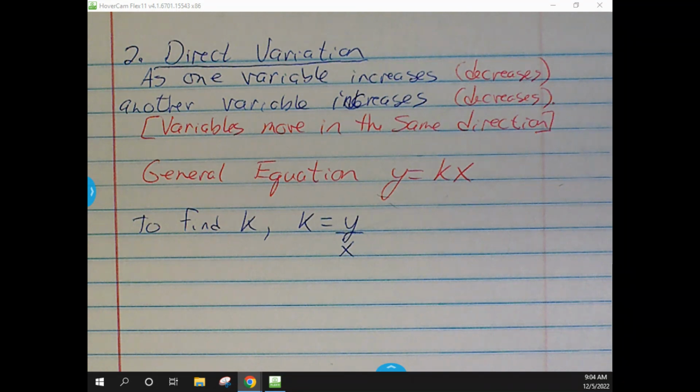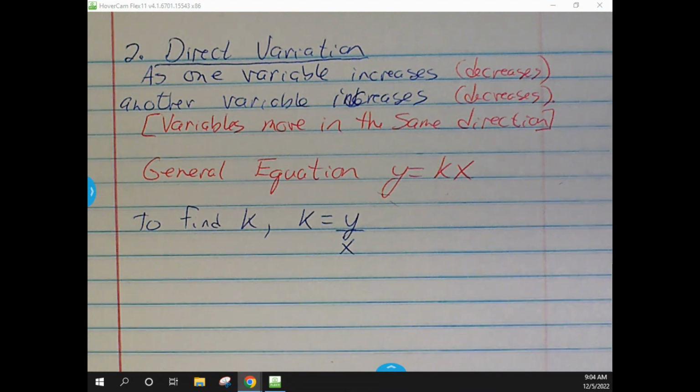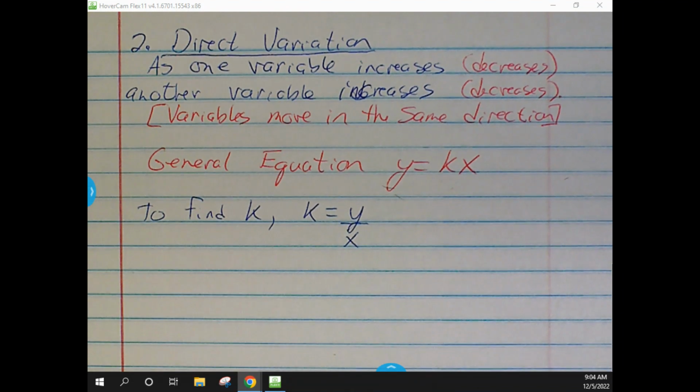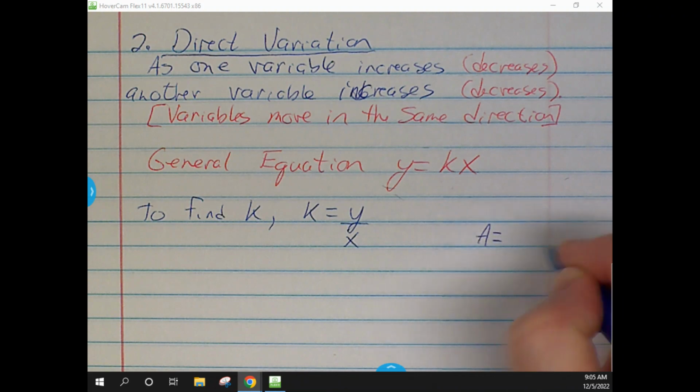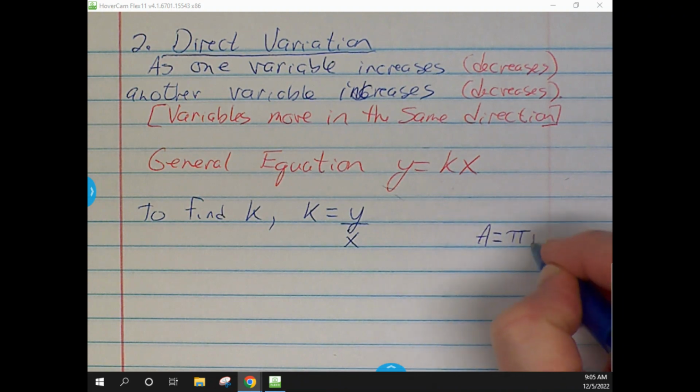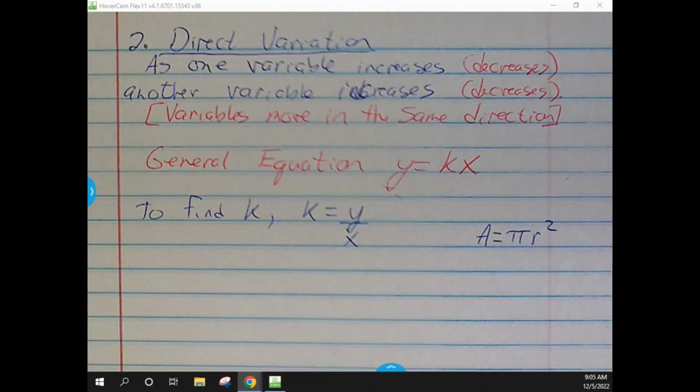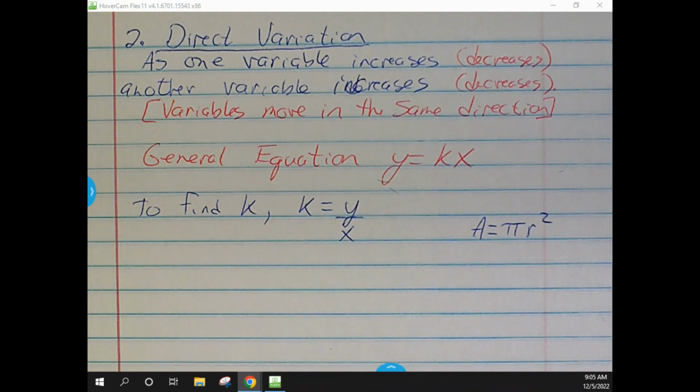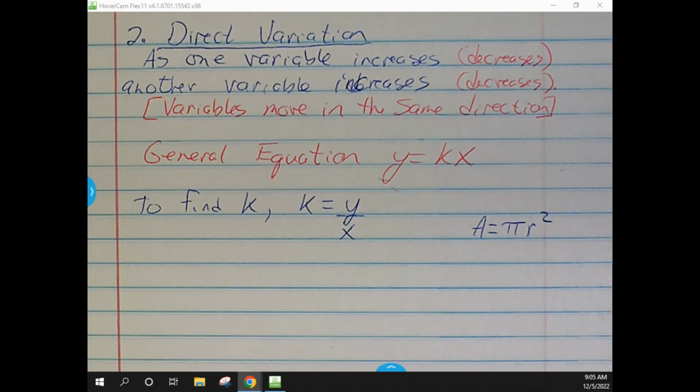Okay, and one of the examples that y'all have done for years that you just haven't really thought about. Anybody remember what the formula is for area of a circle? Area equals pi r squared. Anybody remember that? Yeah. Now you could do circumference. Yeah, circumference was pi times diameter.